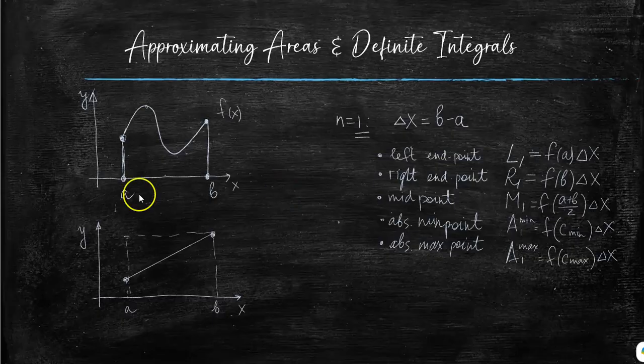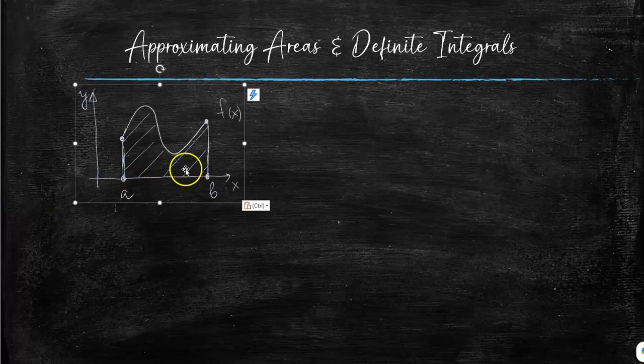Let's move on and try to approximate the same area using two rectangles. So when you're using two rectangles, we already made the decision to use rectangles. We already made the decision we're going to be using two of them.